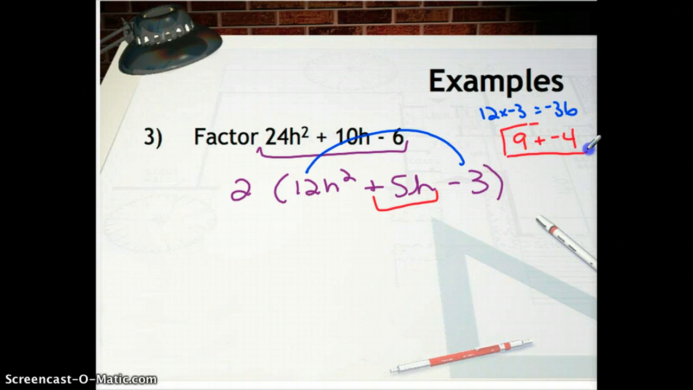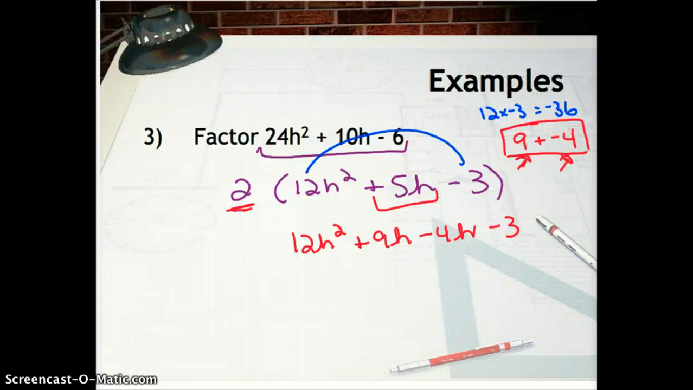Okay, so what I'm going to do is use these terms in the B part of my trinomial. So 12h squared, I leave that the same. But instead of writing 5h, I would write 9h minus 4h. So I've used this 9 and this negative 4 to make 5. Okay, and hopefully you see that 9h minus 4h really is 5h. And then we just leave c alone, minus 3. Okay, and we still have this 2 out. I'm going to deal with that later. Okay, so now I'm going to factor this by grouping.